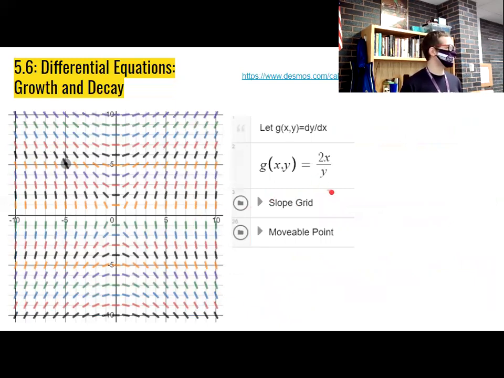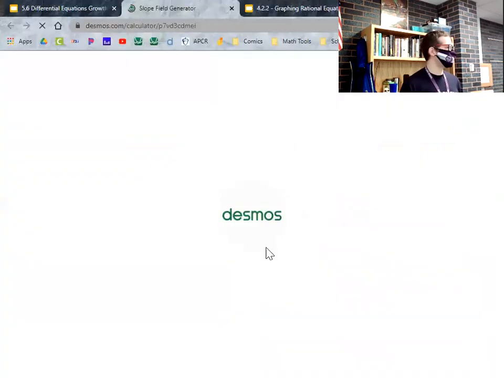Here's a differential equation. This would be dy over dx equals 2x over y. So basically what we do is we just take the coordinates of a point, plug them into this equation, and it gives us the slope at that point. But see how pretty that looks? So pretty. Now I'll show you kind of what I mean by what a slope field looks like.